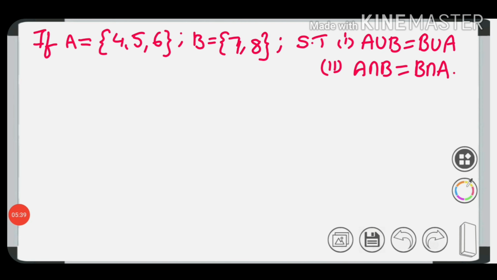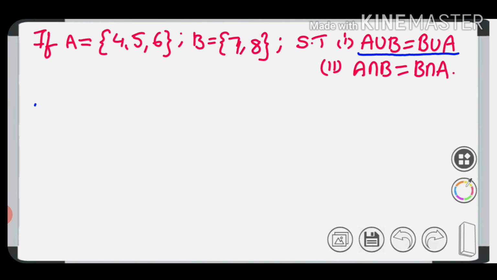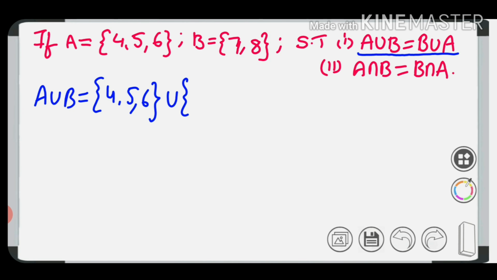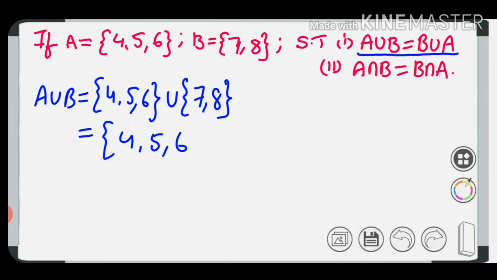Let us see this problem. If A is equal to {4, 5, 6}, B is equal to {7, 8}, show that A union B is equal to B union A, and A intersection B is equal to B intersection A. First we will do A union B and B union A. If you consider A union B, we have to write {4, 5, 6} union B, that is {7, 8}, which gives 4, 5, 6, 7, 8. Union means all elements we have to write: first the set A elements and next the B elements 7 and 8. Okay, so these are in order. This is the A union B value.